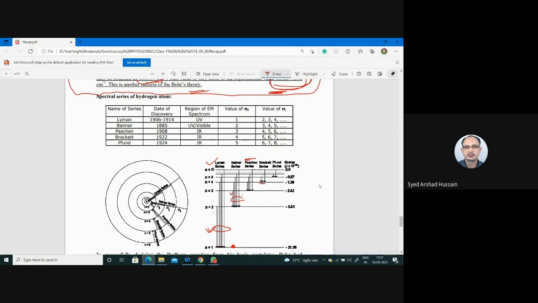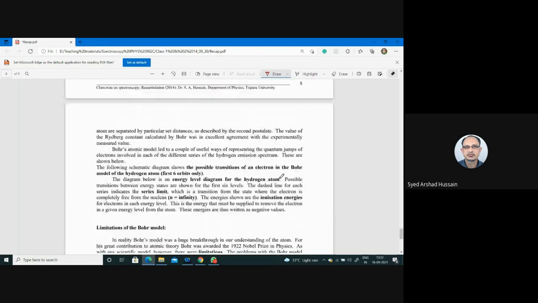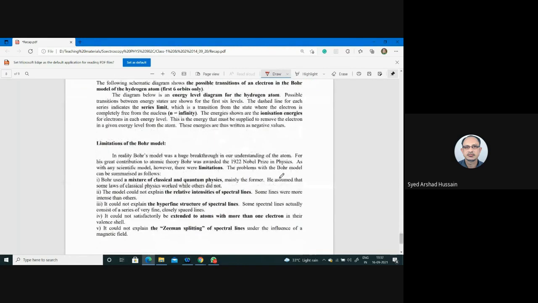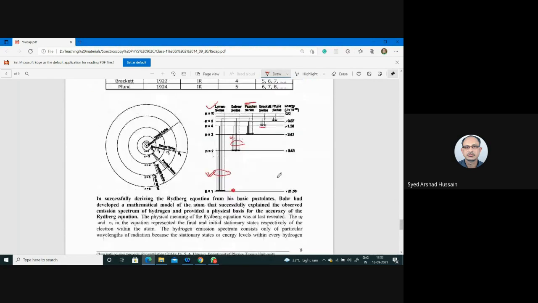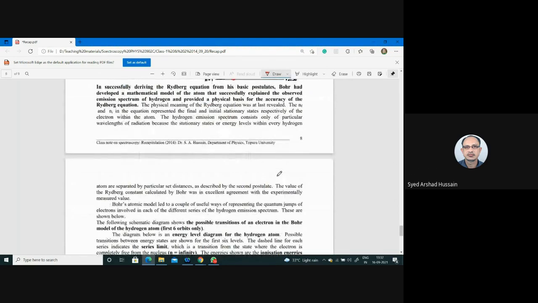So in this way, all these scientists used Bohr's theory to calculate the spectral frequency corresponding to these lines. And interestingly, it has been observed that the calculated values match well with the experimental values. So Bohr's theory was successfully able to analyze the spectral lines of the hydrogen atom. So this is another success of Bohr's theory.